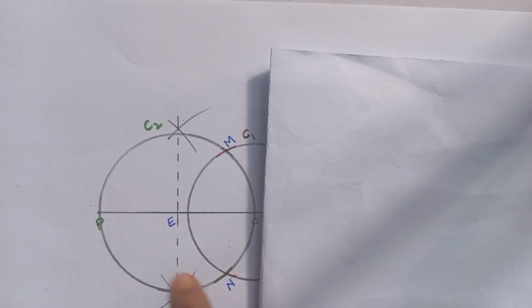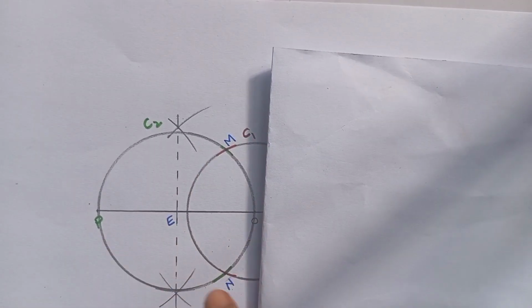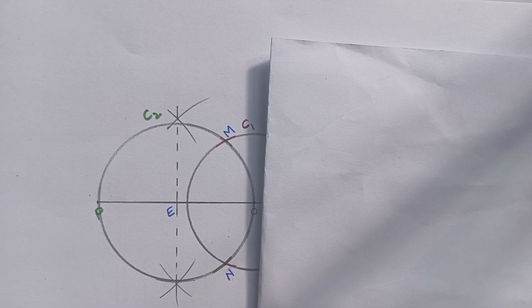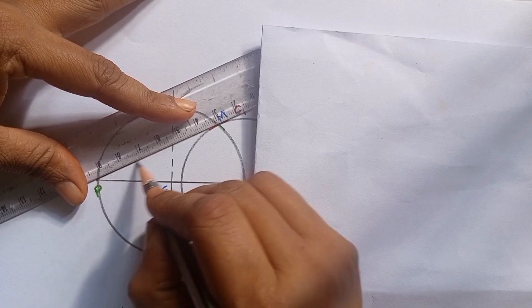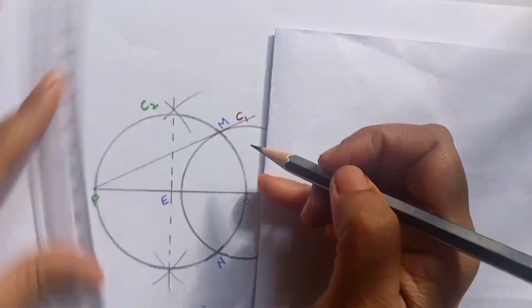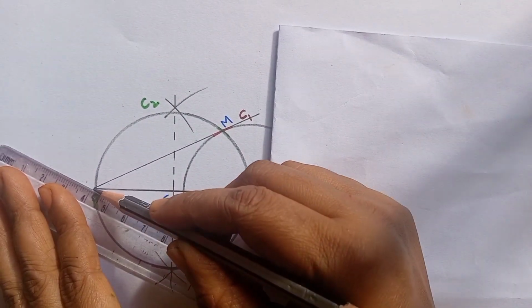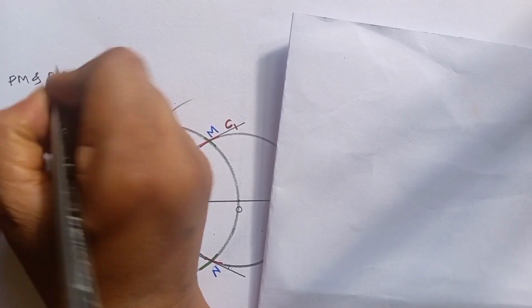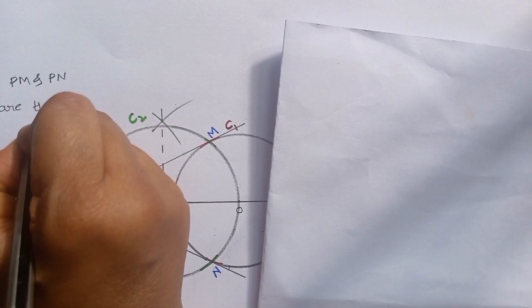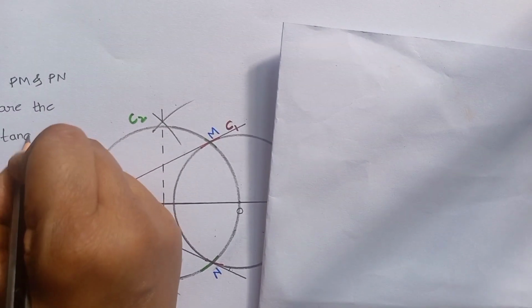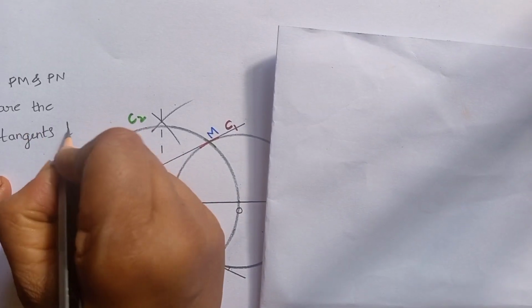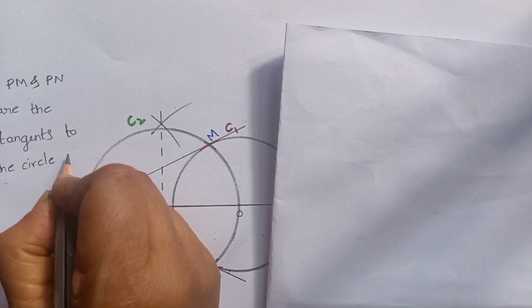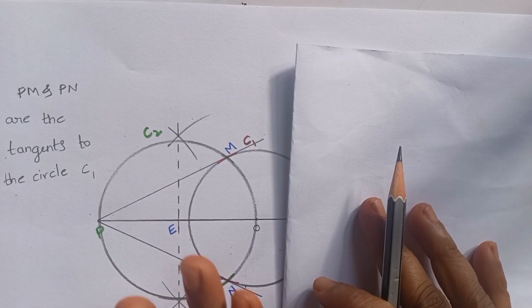Join PM and PN. PM and PN are the tangents to the circle C1 of radius 3 cm. We have completed this.